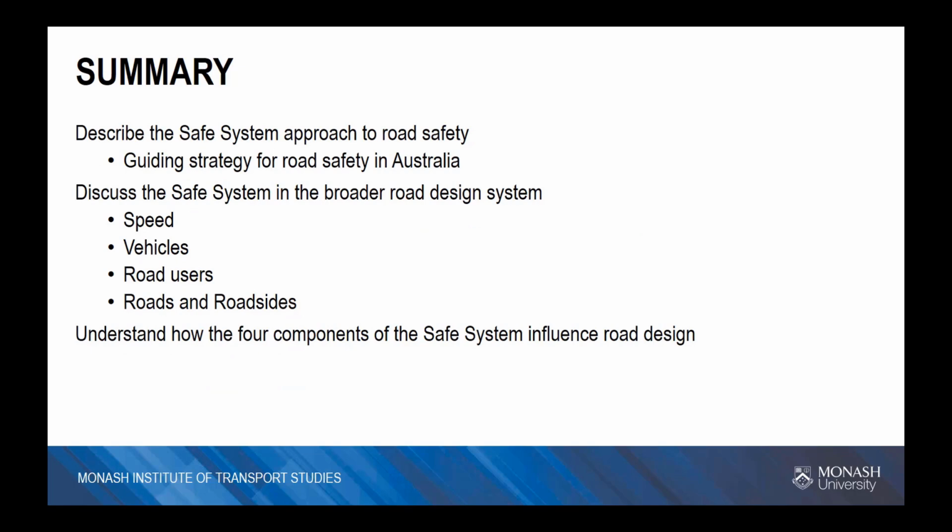But that really brings us to the end of this presentation, so hopefully now you have an appreciation of the Safe System approach to road safety, which is our guiding strategy for road safety in Australia. You have an understanding of the 4 key areas of speed, vehicles, road users, and roads and roadsides.